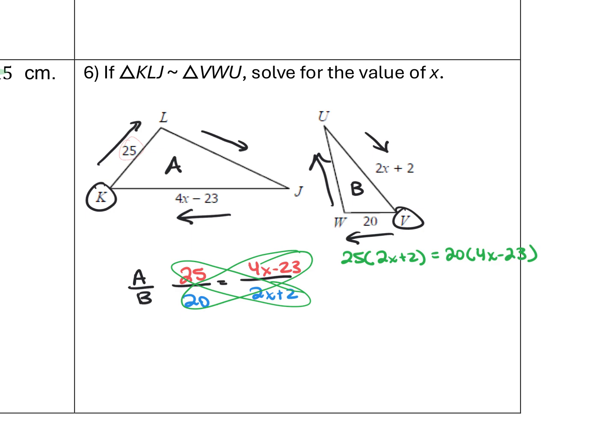All right, so I got to get rid of the parentheses first. So I'm going to distribute. 25 times 2x is 50x. And then 25 times 2 is 50, is equal to 20 times 4x is 80x minus 20 times 23 is 460. All right, I want to get my x's on one side, so I'm always going to move my smaller x. And then now my x's are on the right-hand side, so I'm going to move that coefficient to the left-hand side.